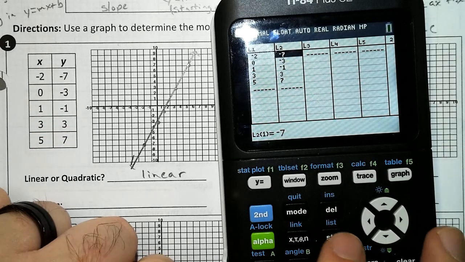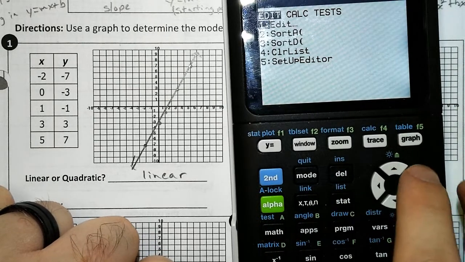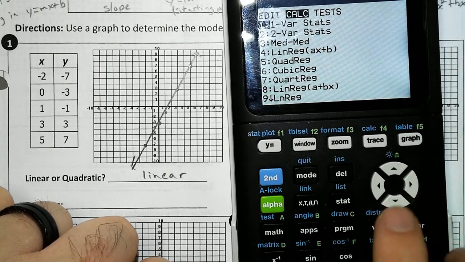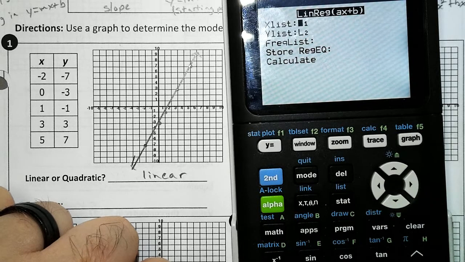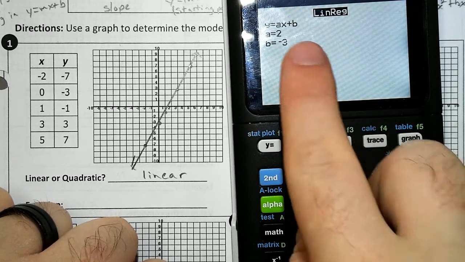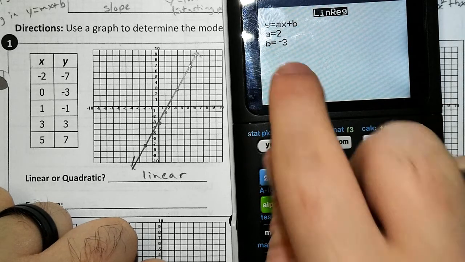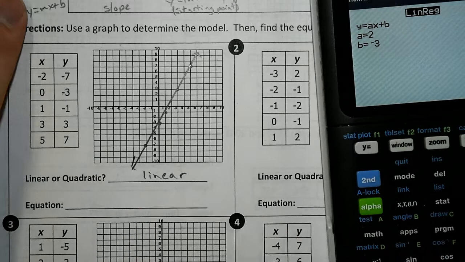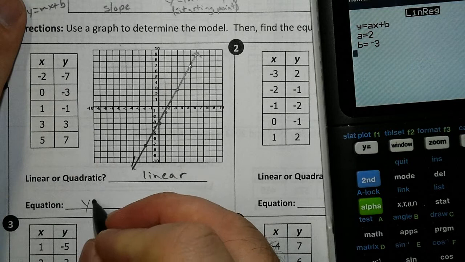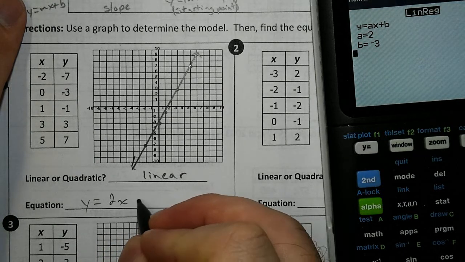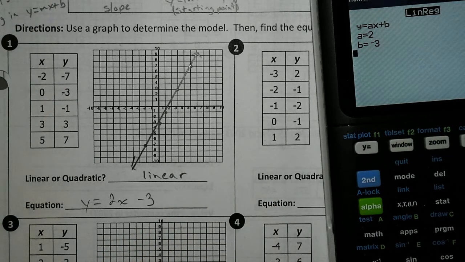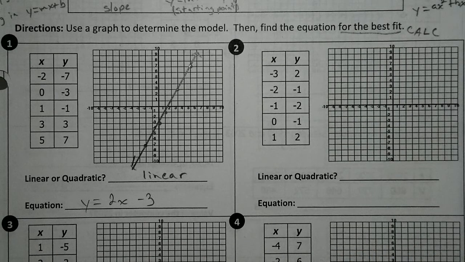Now we're going to go back to stat. We're going to go over to calc, go down to number 4, linear regression, and then go down to calculate and push enter. So it says our A is 2 and our B is -3. Let's type it in. Let's write it. Y equals 2x minus 3. Alright, so that was our first example.